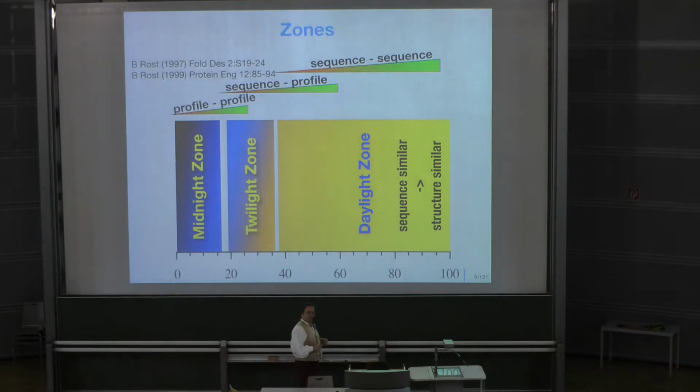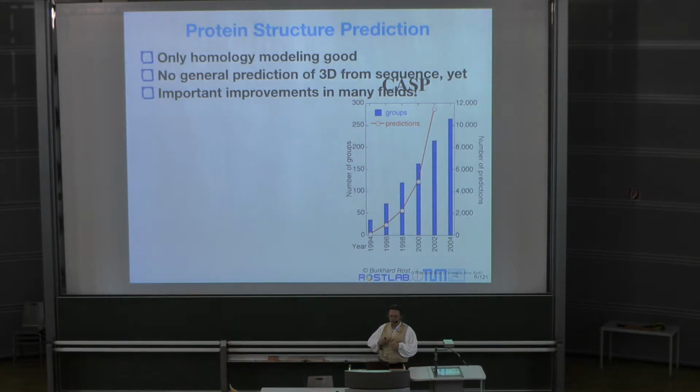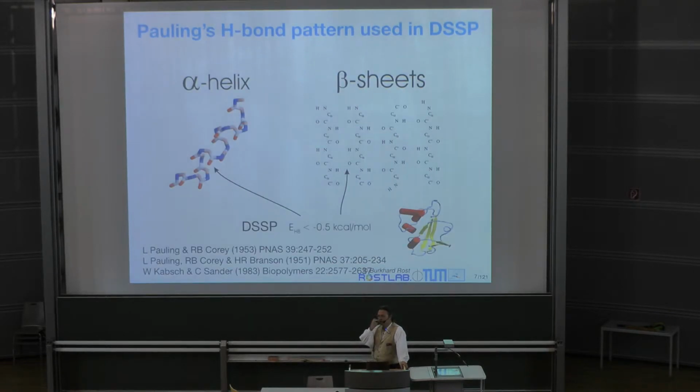We have these alignment methods, global, local, that work at some region where it's simple, high similarity between two proteins: sequence alignments, sequence profile alignments, and profile alignments go further. Protein structure prediction, we can only really do homology modeling, and the CASP experiment is one way to test how good structure prediction works.